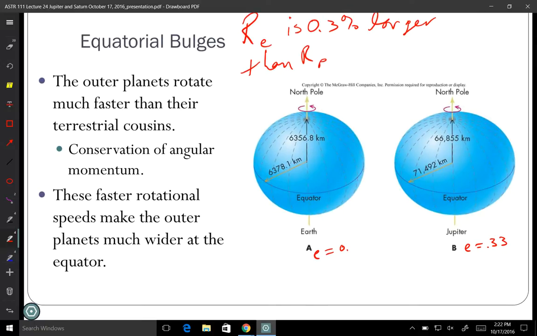Now, if we go to Saturn, not only is Saturn rotating quickly, we'll see in a few slides, the periods, the time to do a complete rotation for Saturn and Jupiter are in the ballpark of 10 hours. So if you were on Saturn or Jupiter, your day would only be 10 hours long.